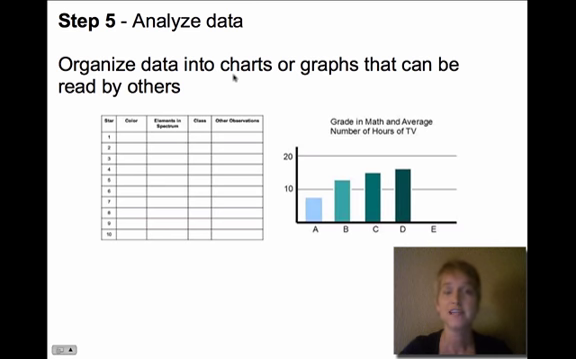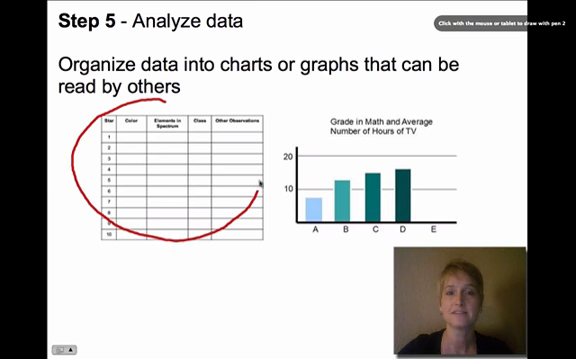The next step is to analyze the data. So we're going to organize the data into charts or graphs that can be read by people, so it makes it easier for people to look at our data. Now, this is a chart or a table, okay? And a lot of times we will make the table before we do the experiment so that we have a place to record information while we're doing the experiment and collecting our data.